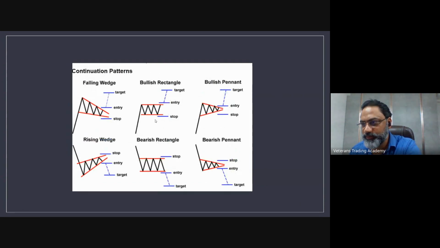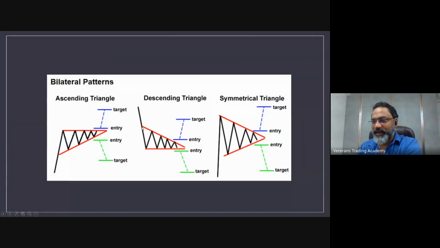You are supposed to look for continuation patterns where there's a falling wedge, a bullish flag or a rectangle pattern, or a bullish pennant, which is some sort of triangle formation which is getting formed, and then there's a breakout from these patterns. Now there are bilateral patterns, like various triangles. So apart from ascending and descending triangles, there's a symmetrical triangle which can go either way. Either it can go up or down.